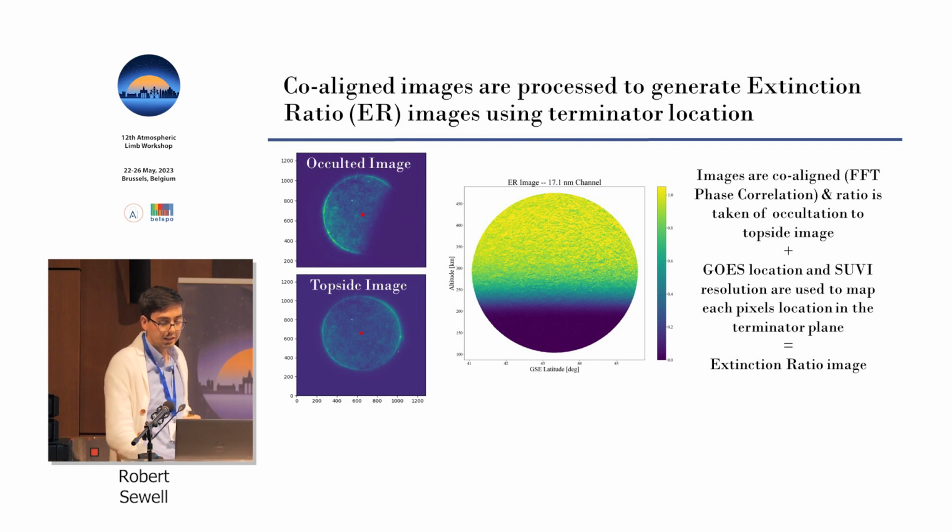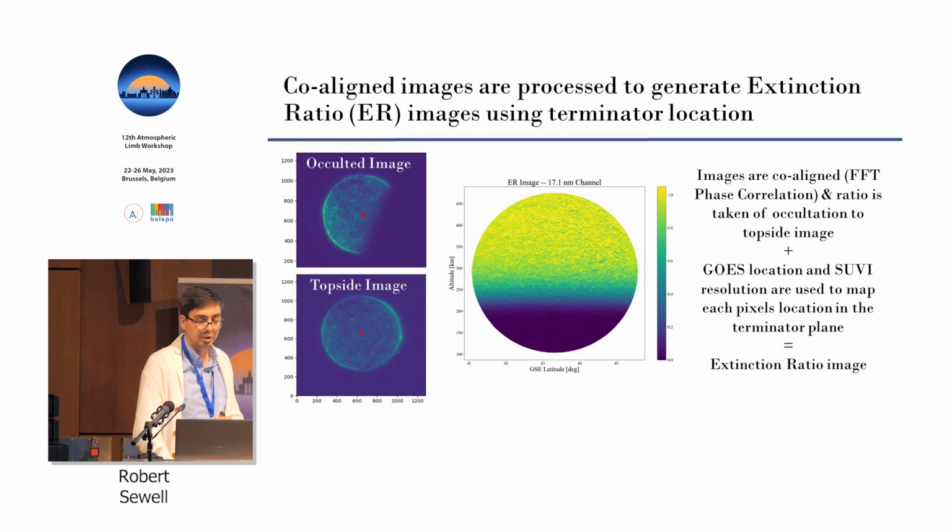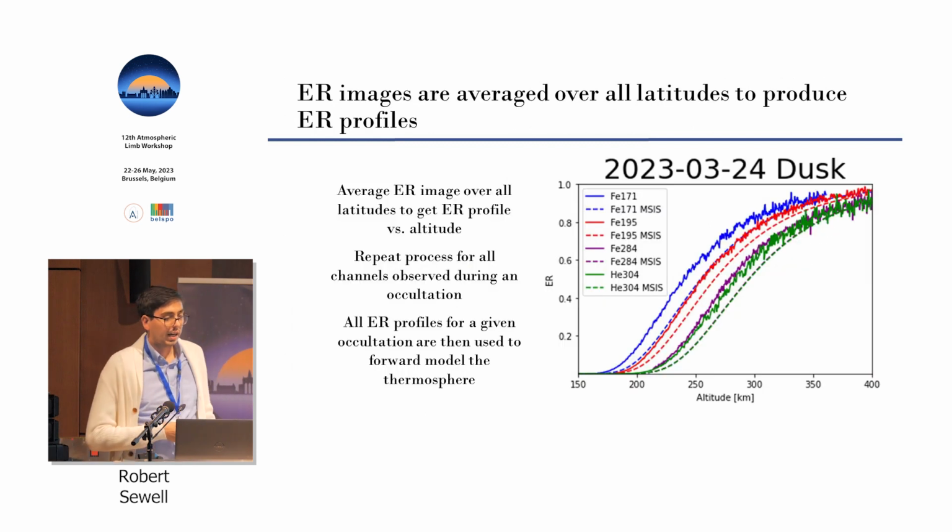And so this together is our extinction ratio image, or our transmission image. And then to improve our signal to noise from these images, we actually collapse this down into a 1D profile where it's just a function of altitude. And here's an example from a given occultation on Sewell where we have measurements from all 4 of the channels that we use. And the solid lines are what Sewell actually measured, and the dashed lines are from the empirical EMSIS model. So what it would say is the transmission for that given day.